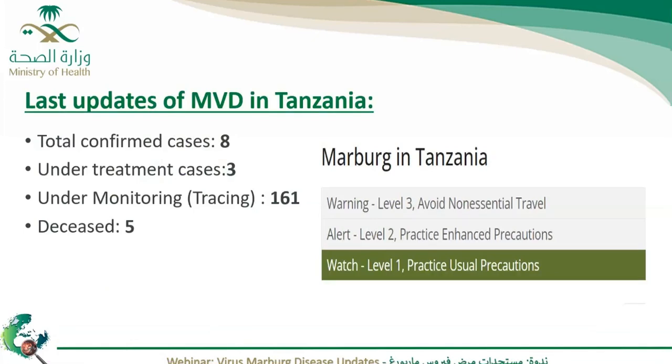As last updated on 22 of March, the total confirmed cases were 8. Under treatment, there are 3 cases. And there are 161 under monitoring or tracing. And there are 5 deaths. For Marburg, according to the CDC of travel health, they put it in level 1.